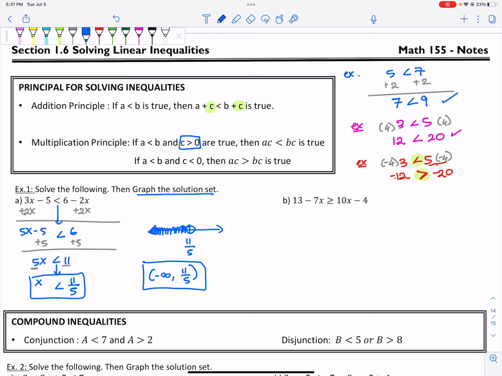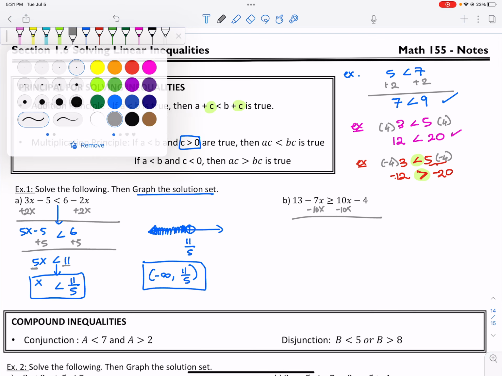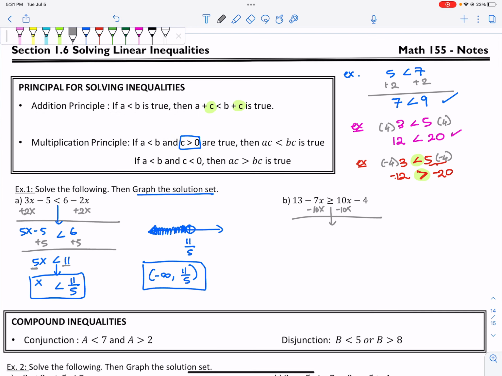Next, let's take a look at part B. We are solving the inequality. Again, the first thing that I would do here is get the variable on one side. I'm going to subtract the 10x. Subtracting and adding, we still keep the inequality the same. 13 minus 7x minus 10, that's a minus 17x. And then on the right side, we have a negative 4. Next, subtract 13, inequality sign stays the same.